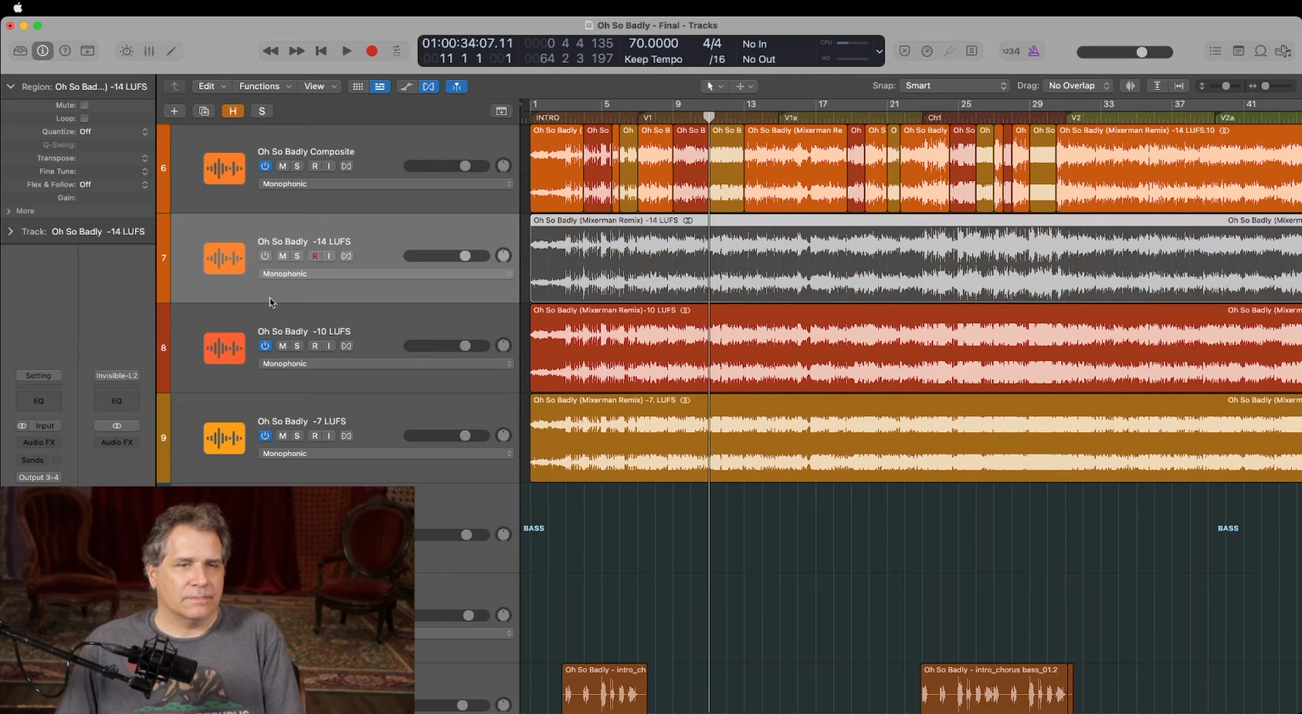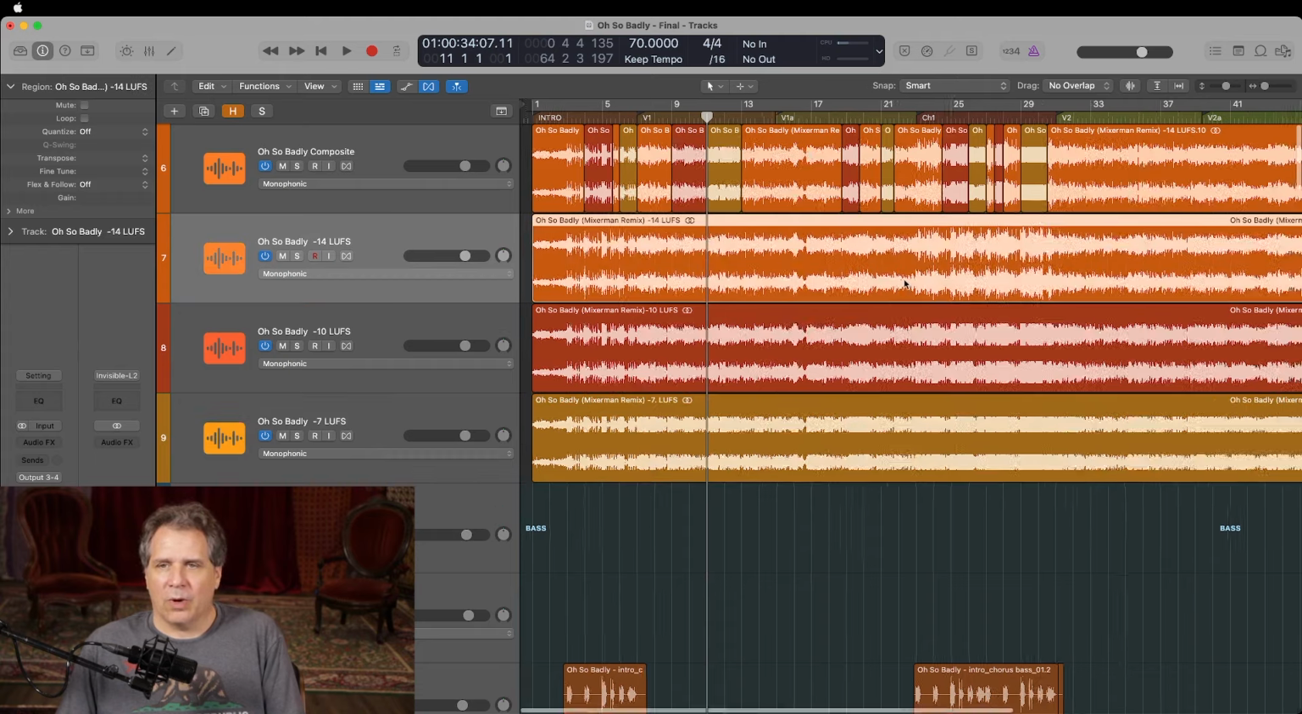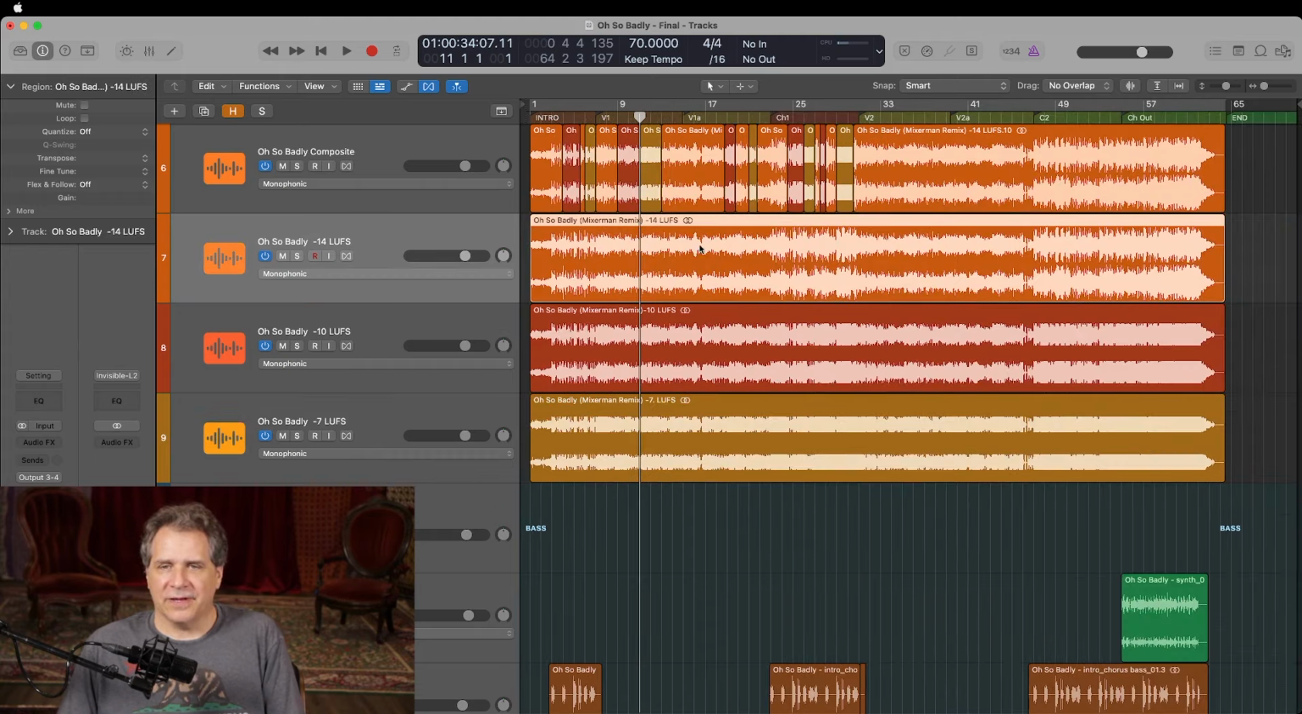So the reason we measure LUFS as integrated is we want to know what the dynamic range of the entire track is. And so at minus 14 LUFS, we've got a big jump in level from the verse to the chorus. Let's just take a listen to that really quick here.